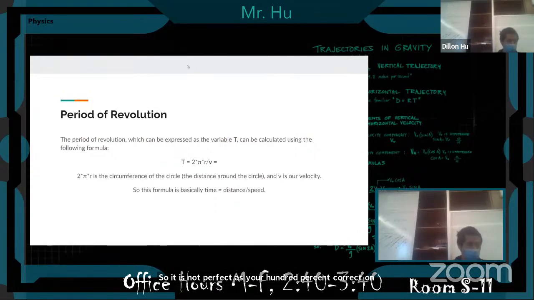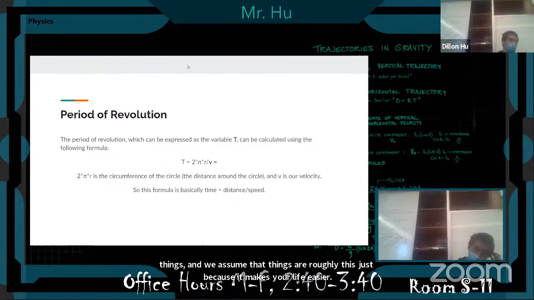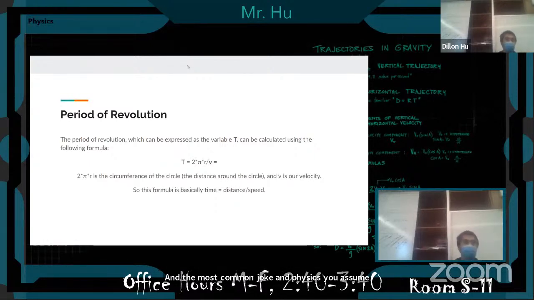A lot of times in science, we use approximations for things. We assume that things are roughly this, just because it makes our life easier. For example, a common joke in physics is that you assume everything is a spherical cow, because spheres are easy to work with. Or you assume that things are just a singular point. It's the same idea here. It's just easier to work with, but the general principle still holds. We're going to use this to establish a relationship, which is still generally true. So yes, you are correct that it's not technically the most accurate, but it's accurate enough for our purposes.